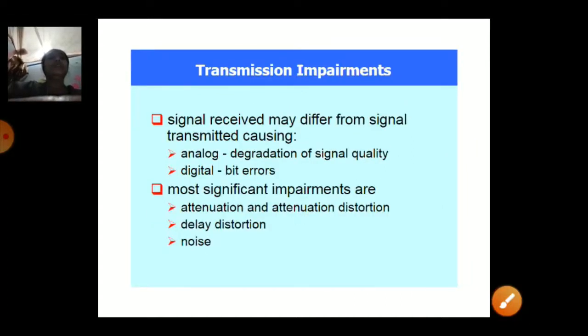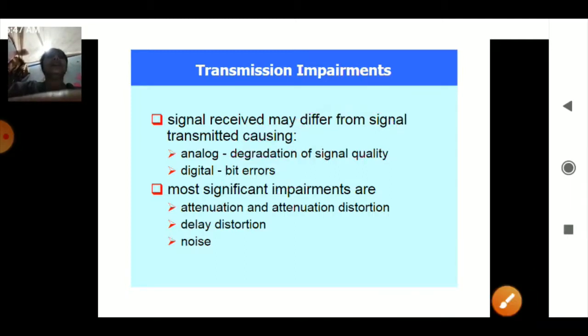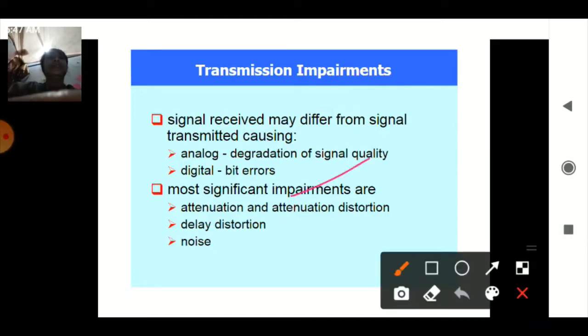And transmission impairments. While the data is being transmitted, there is a chance of your data degrading the signal quality. Mainly in analog devices, it degrades the signal, whereas in digital devices it has errors mainly, which are difficult to manage in digital devices. And the physical impairments are mainly of three types: attenuation, distortion, and noise.